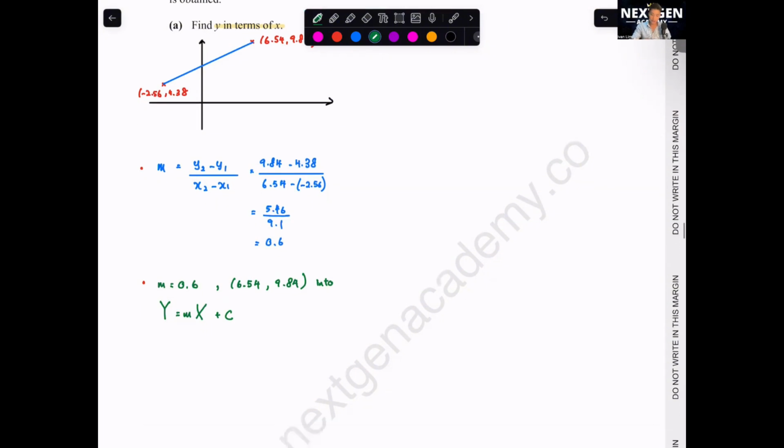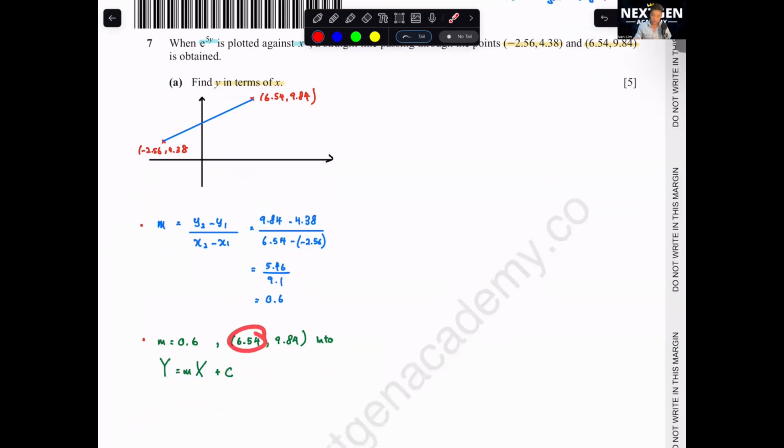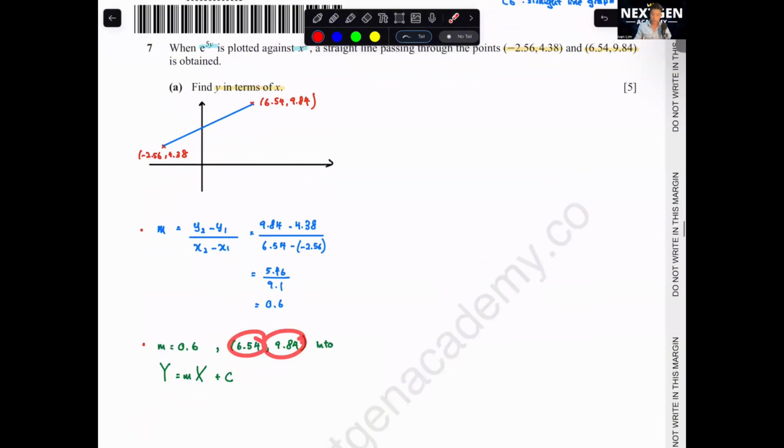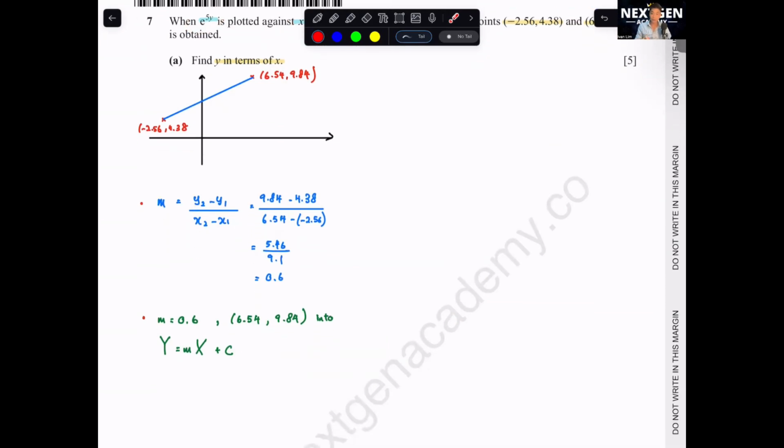Because I will see students start writing here e to the power of 5y equals mx cubed plus c. Then they start substituting their x value and y value here. Don't make the mistake. This one is already your big X and big Y, so you're not going to substitute into e to the power of 5y and x cubed. Got it?